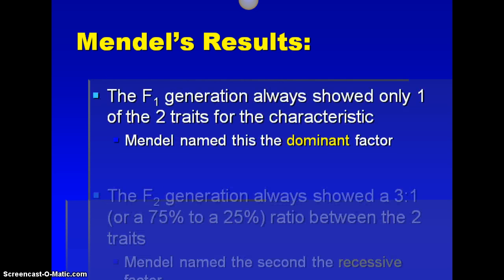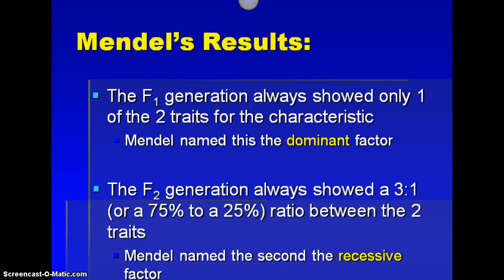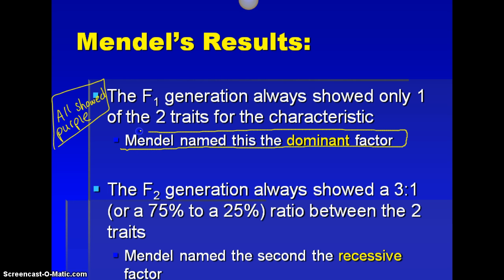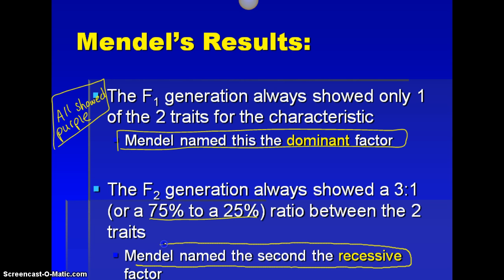If you flip the page over in your notes packet, there's a place to put our results. In the F1 generation, something you can abbreviate this down to, they all showed purple. Go ahead and put that in the square that says Mendel's F1 results. And then this goes in that space as well. He named this the dominant factor. In Mendel's F2 results, he had 75%, 25% between the two traits. And he named the second trait recessive.